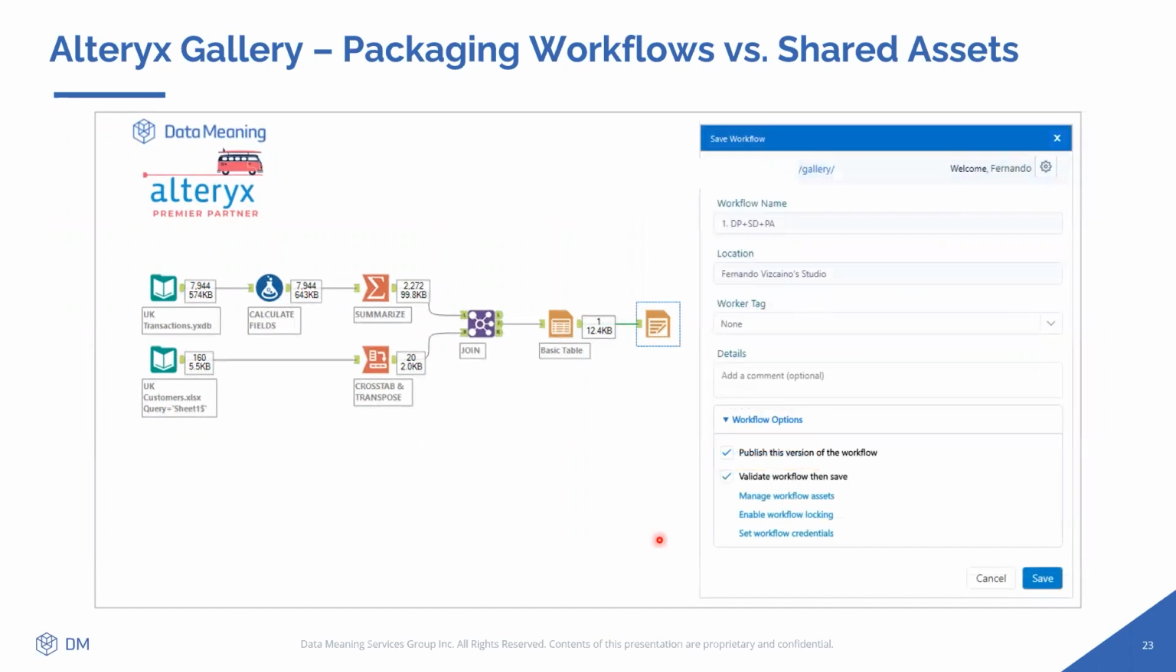So the first one, of course, we have two here. If you don't want to publish that version of the workflow, you can uncheck this box. If you don't want to validate the workflow before saving, you can uncheck this box as well. But one thing that's very important when you are saving or publishing your workflow to the gallery is related to your workflow assets. And here, actually, you have two options. So you have the options to package your workflow with your assets or to use share assets.